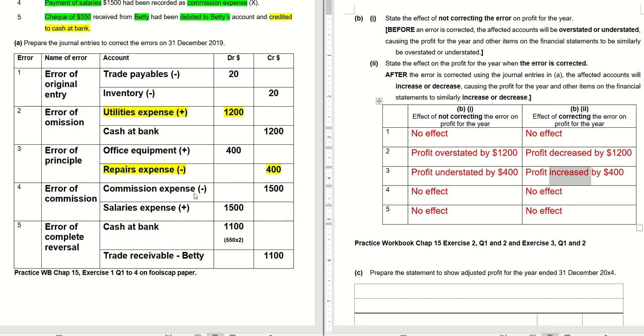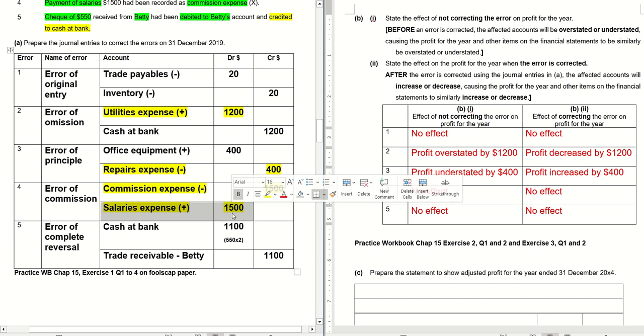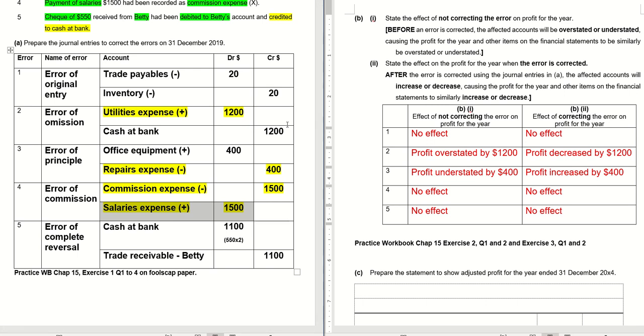All right, let's take a look at the error of commission for error number 4. Now, in this situation, both accounts do affect the profit for the year because both of them are expense accounts. However, you see that one account is overstated, commission expense was overstated, and salaries expense was understated. Because one expense was too high and the other expense was too low, actually net there's no effect. One is too high, one is too low. So there's really no effect because the expenses offset each other within the other expense section.